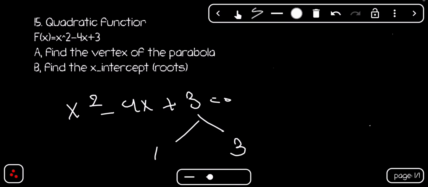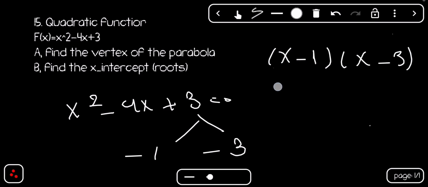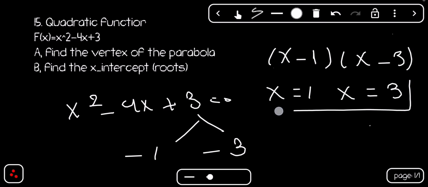1 times 3 is going to give you 3, but it's not going to give you -4. So what you have to do is put a minus sign here and a minus sign here. We have x minus 1 and x minus 3. And here, x is equal to 1 and x is equal to 3. They are the x-intercepts, or the roots, of the quadratic function.